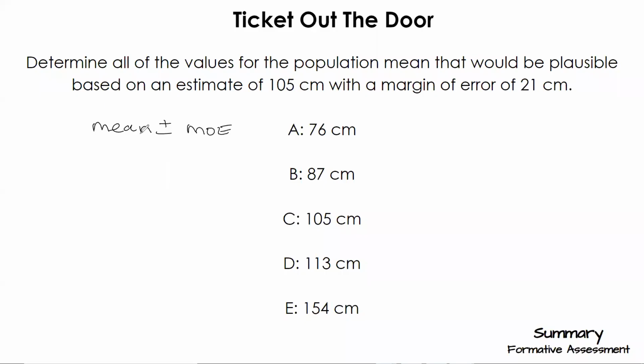Okay, so if we take the mean, which is 105, and we add 21, what number is that going to give me? 126, right? If we take 105 and we subtract 21 from it, yeah, I was right. All right, 84.